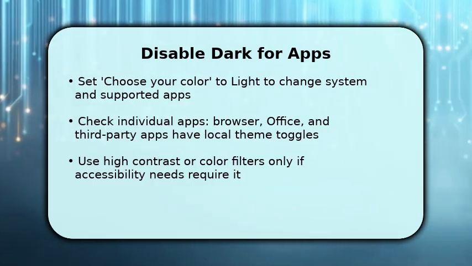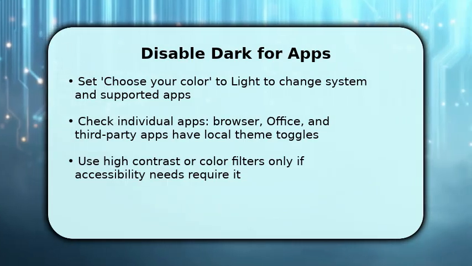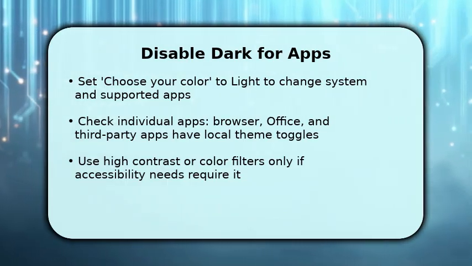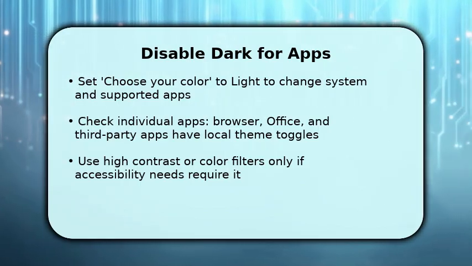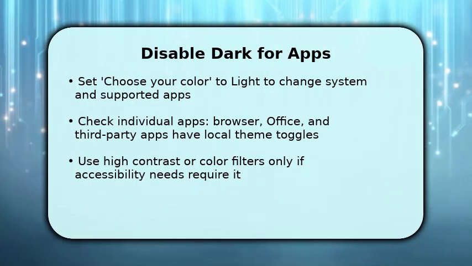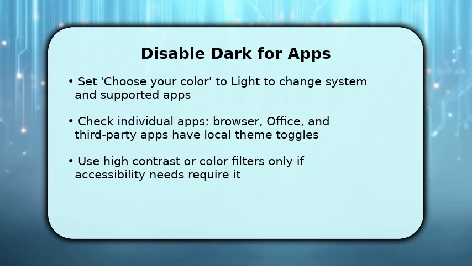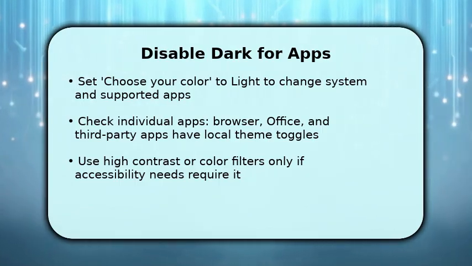Then, you must inspect major apps because browsers and Office can override system settings with their own theme options. Change them inside each app's appearance or theme menu. Make sure accessibility settings like high contrast or color filters are off because they can mimic dark modes. Once done, log out or restart if some apps still show dark colors.